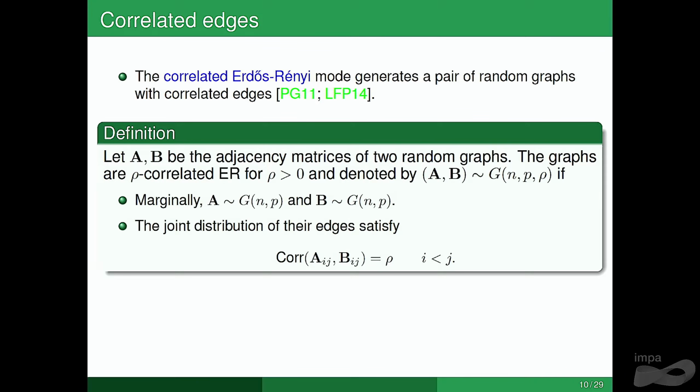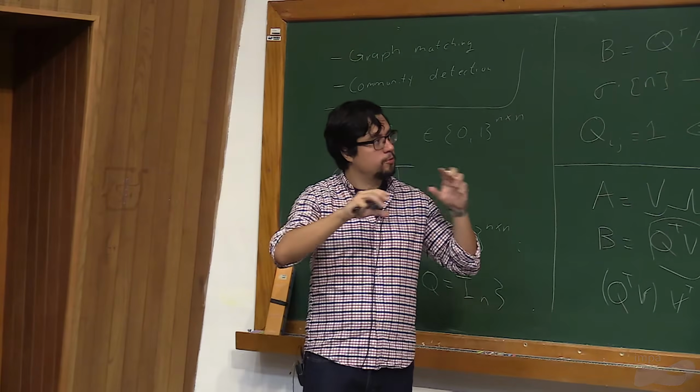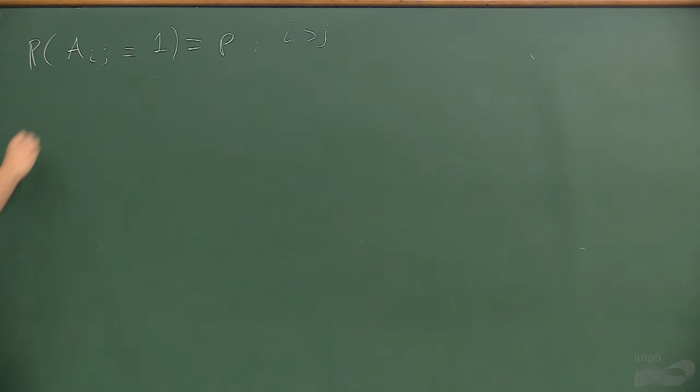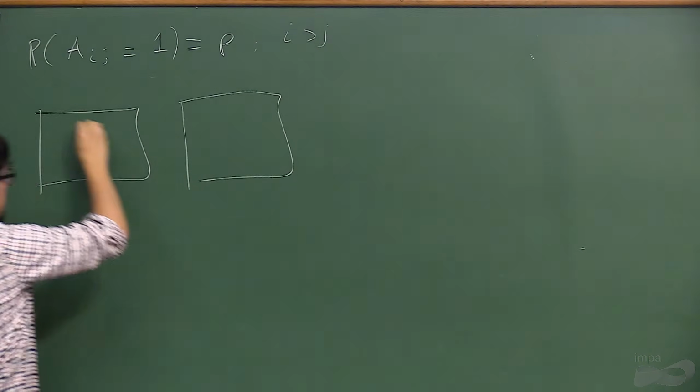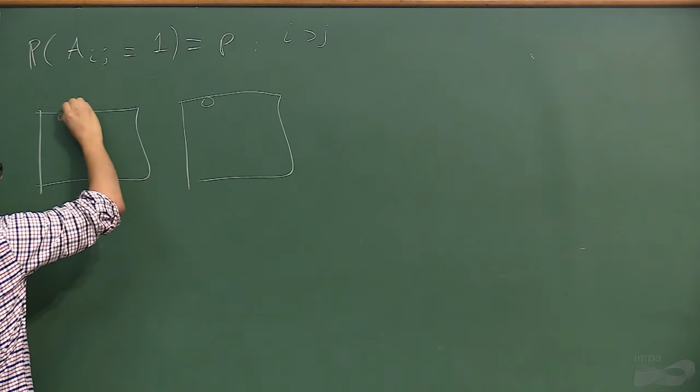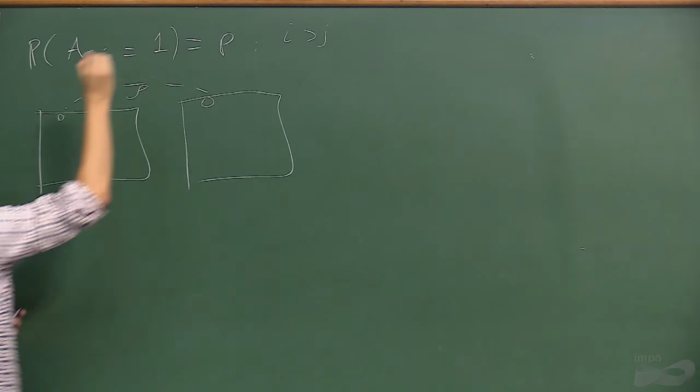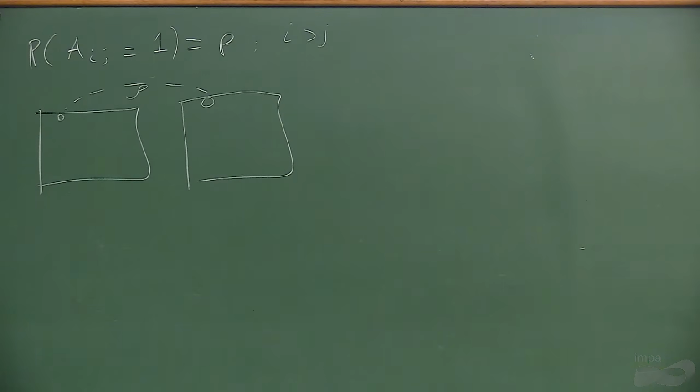If we look at the vertices of the graphs next to each other, basically we have two adjacency matrices with the correct correspondence. Each entry here is going to correspond to an entry here, and they are going to have a correlation equal to rho. So that's the main idea.